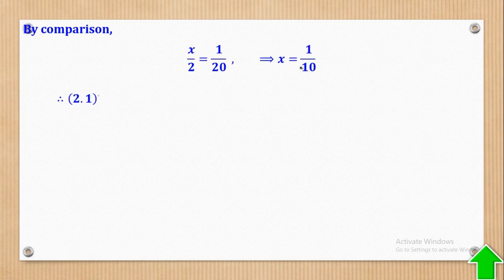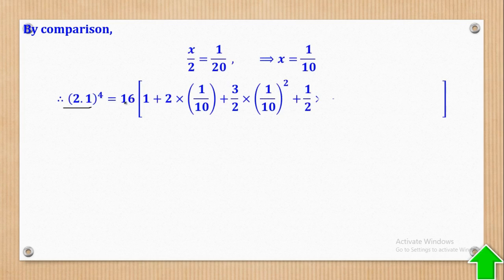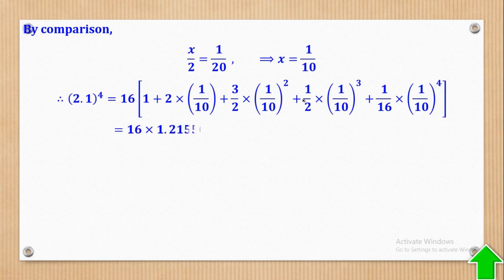Now that I've got the value of x, I can easily get this one, which will be, remember there was 16 outside, so put it outside, then where there is x, put there 1 over 10. Use a calculator to simplify and round off to the required accuracy.